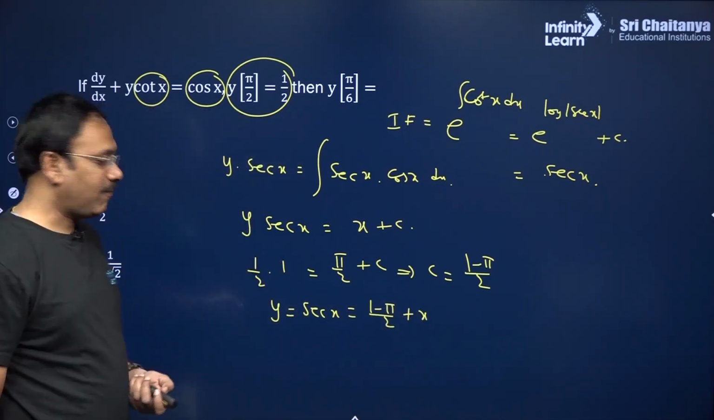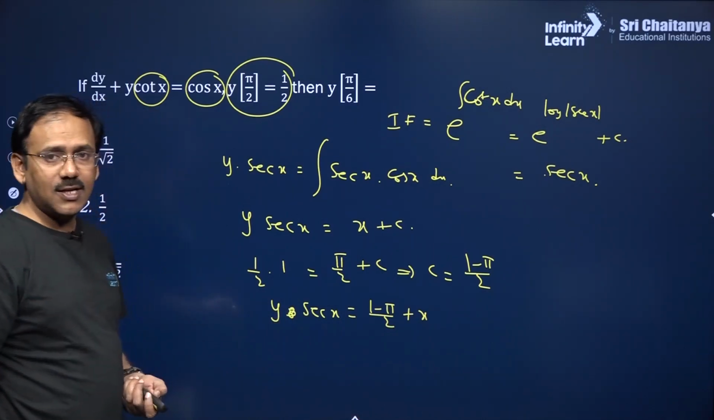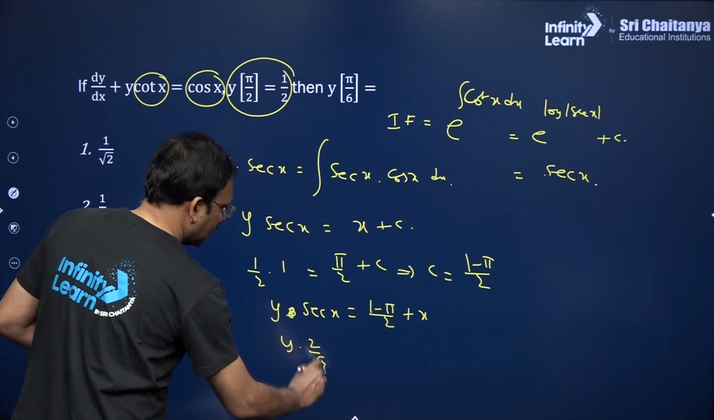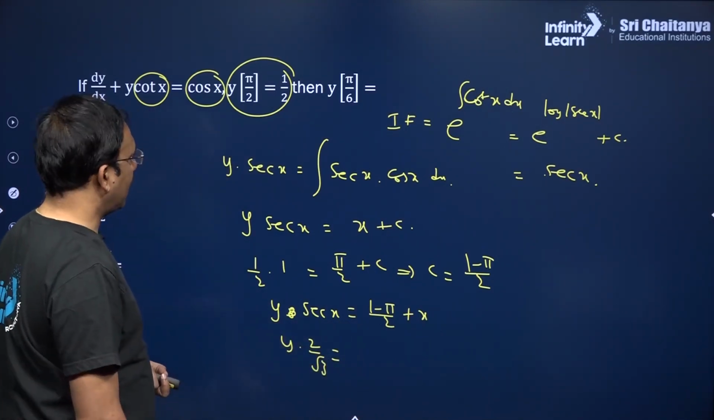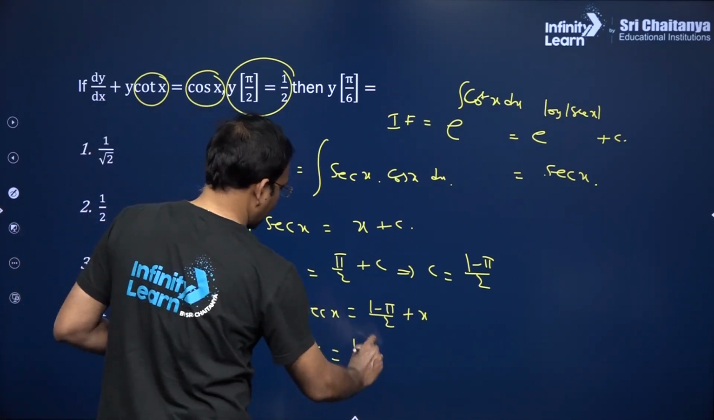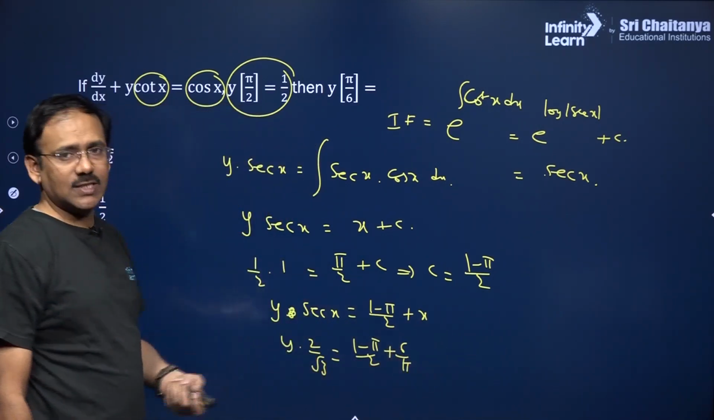Now I want y of pi by 6. You just substitute, my dear friends. So cos 30 degrees is root 3 by 2. So y into 2 by root 3 is equal to, you can take x is equal to, my dear friends, pi by 6. You just simplify, this is 1 minus pi by 2 plus pi by 6. You just see the calculation once, my dear friends.